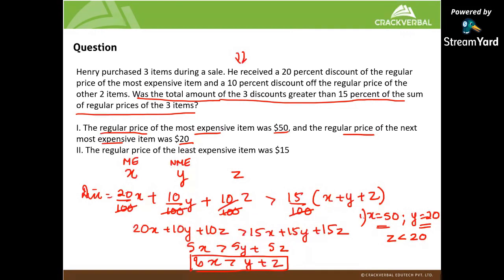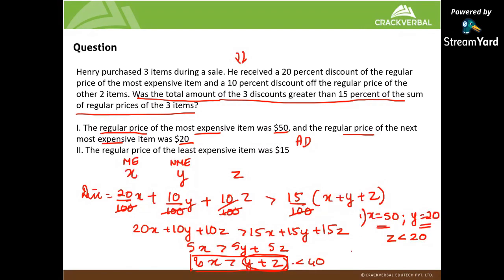And this statement is clearly going to be sufficient for me to answer the question, right? Because if x is 50 and y is 20 and z is less than 20, y plus z will always be less than 40. And x is always 50, right? So 50 is always going to be greater than any value less than 40. So it answers the question with a definite yes, sufficient.